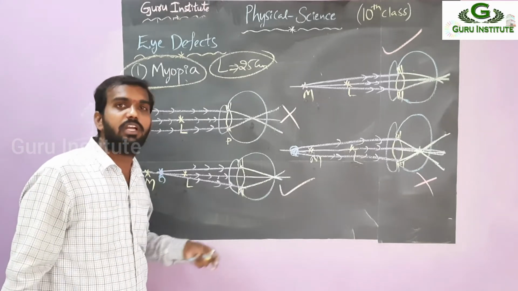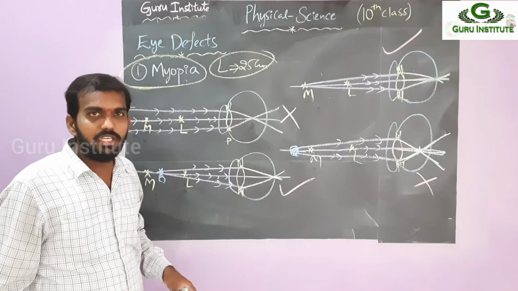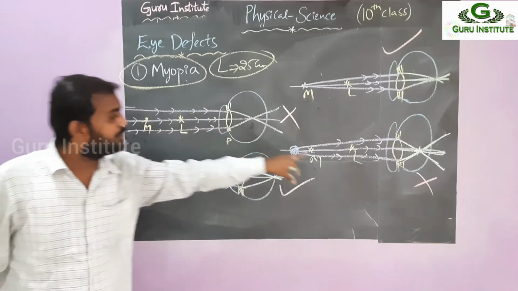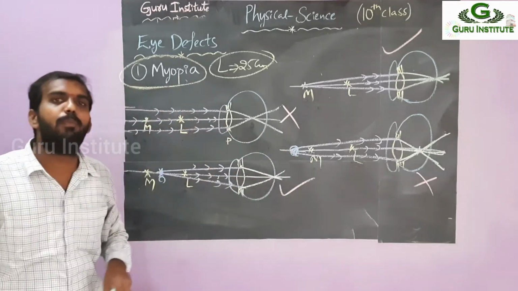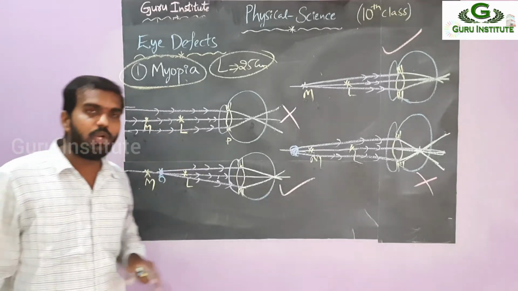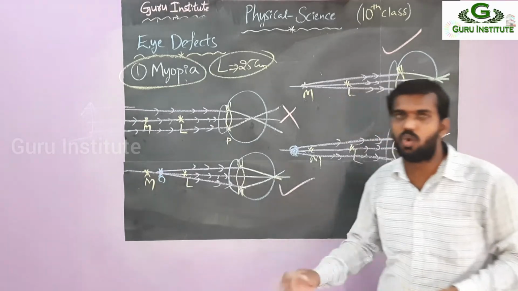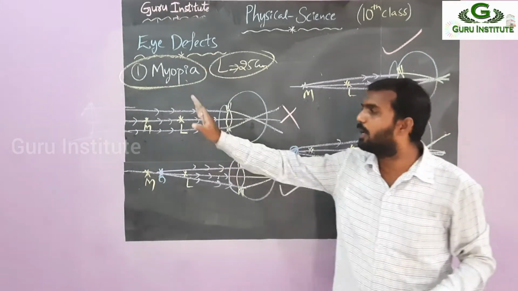So from this, what can we conclude? A person is able to see near objects only. He can't see the far objects. Then he is suffering with a defect. The defect is called myopia. Then which point plays the key role? The M point. After this point, can you see the image? No, right? So that is the maximum point you can see, up to M only.